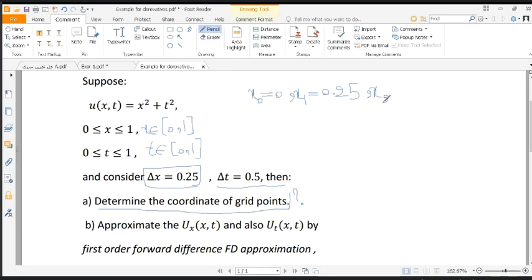What about x2? x2 equals 0.5, okay? And x3 equals 0.75. And finally, x4 equals what? 1.